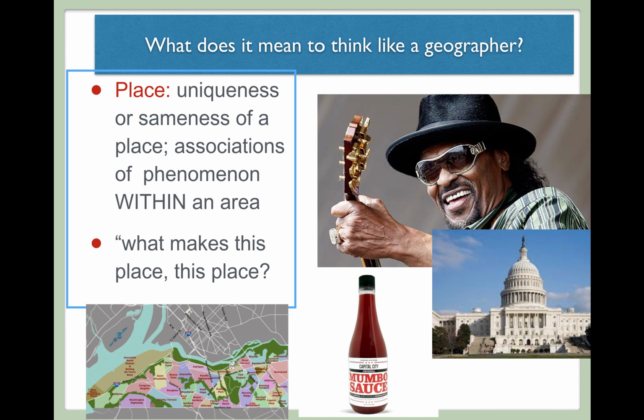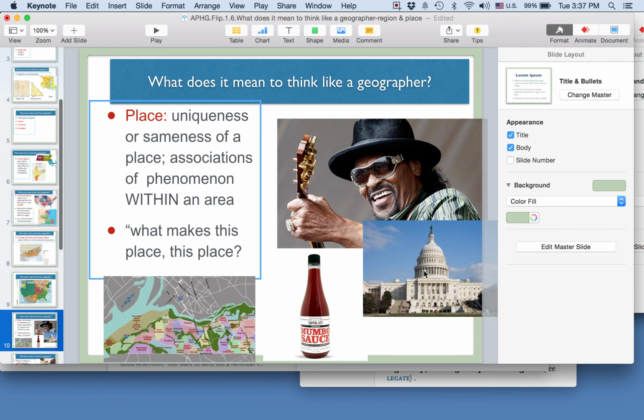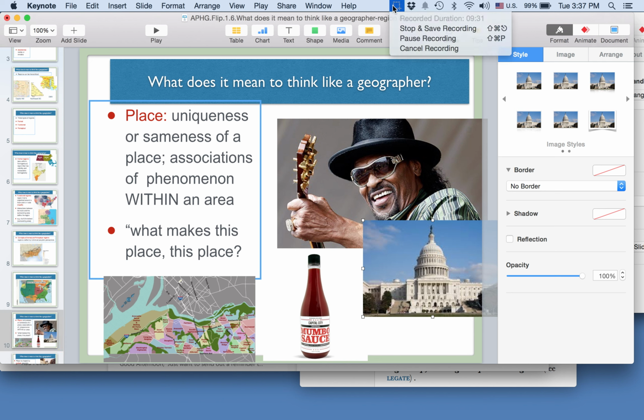When you're studying place, geographers are looking at the associations within a specific area. How do people interact in this area? How does the economy interact in this area? What makes this individual place this place? So for example, here in DC, we would argue you could cite Chuck Brown, you could cite Mumbo Sauce, you could cite the Anacostia River. The Anacostia River is a physical example. We've got the cultural examples. The federal government, the presence of the federal government, helps make DC DC.